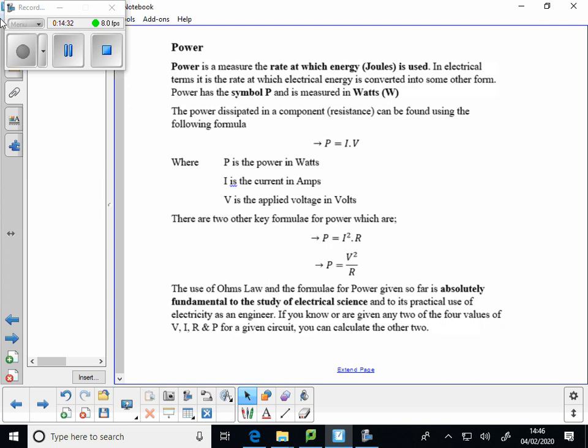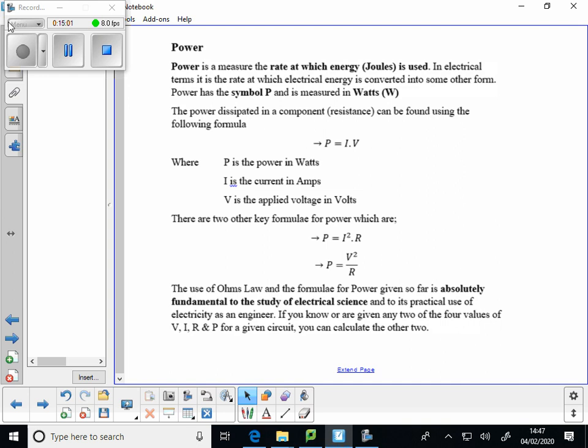So we also have P is equal to I squared R, commonly used by engineers who want to make it sound more complicated than it is. They talk about I squared R losses instead of just saying power. Everybody would understand. And then you have P is equal to V squared divided by R. Depending on the question, you can use one of those 3.